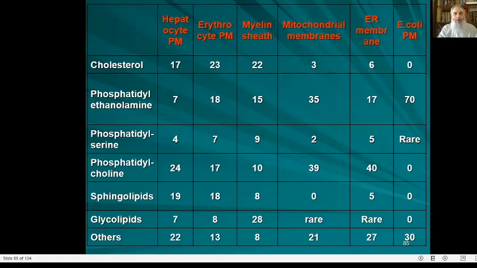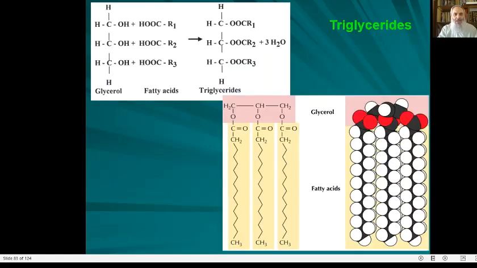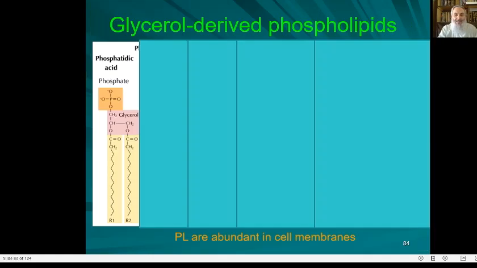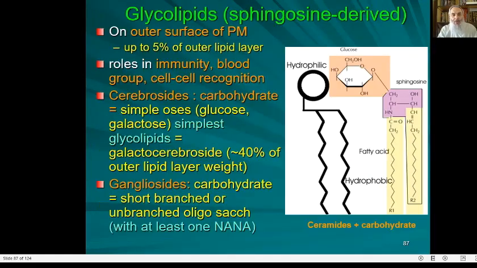Moving to the third type of saponifiable lipids, glycolipids. We will talk about glycolipids, but now we have to pay attention to an important point. In glycolipids, we have also the possibility to have sphingosine derived as well as glycerol derived. These glycolipids, as the name clearly indicates, they don't contain phosphate. In the previous name we had phospholipids, here we have glycolipids.